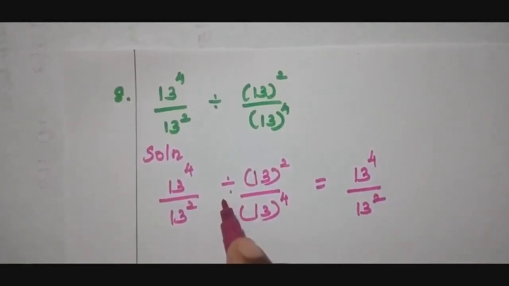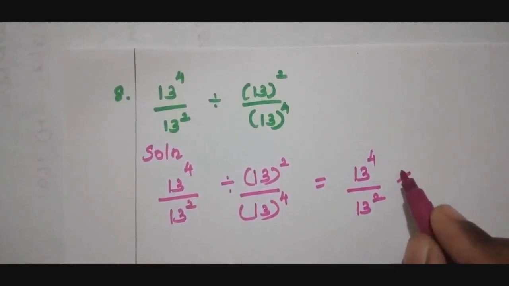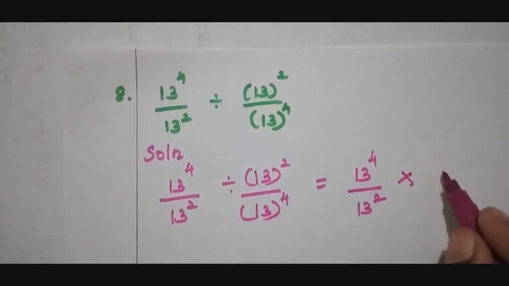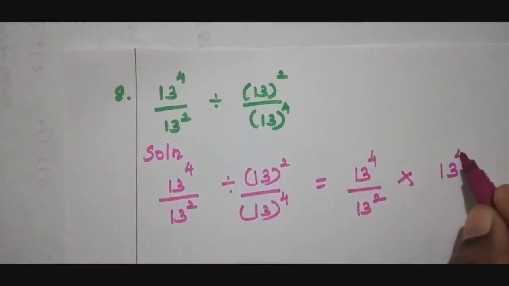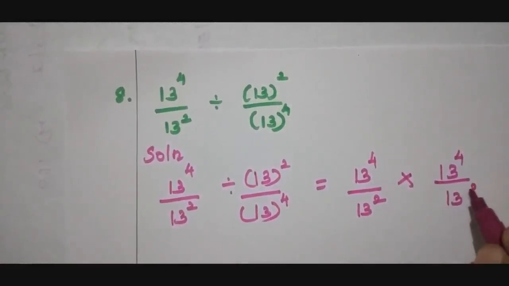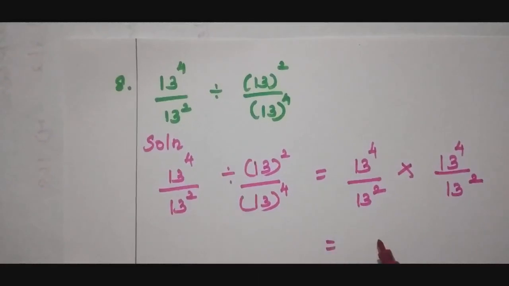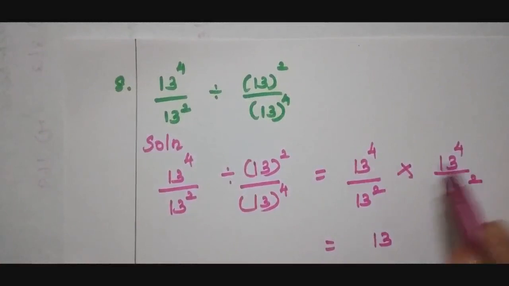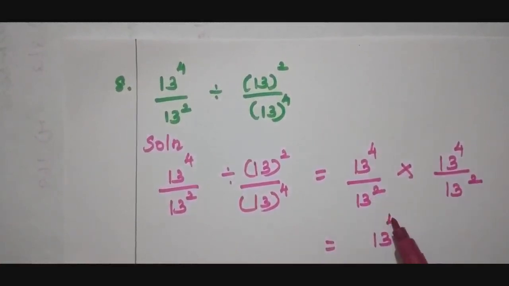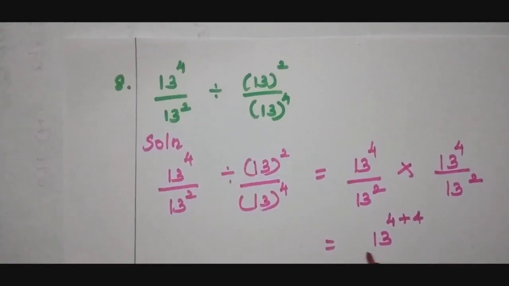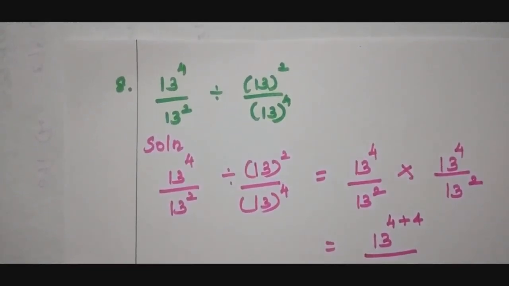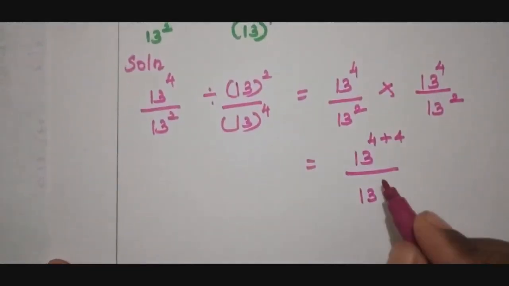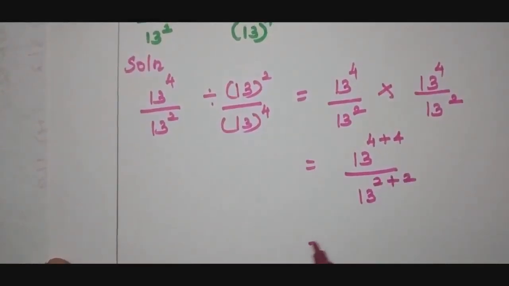Now I am changing this division into multiplication, so you can write the reciprocal of the next one. 13 power 4 divided by 13 power 2 is equal to 13 power... These two numbers are in multiplication, so you should add the powers. In the denominator also these two numbers are in multiplication, so you should add the powers. 2 plus 2, which is equal to 13 power 8 divided by 13 power 4.